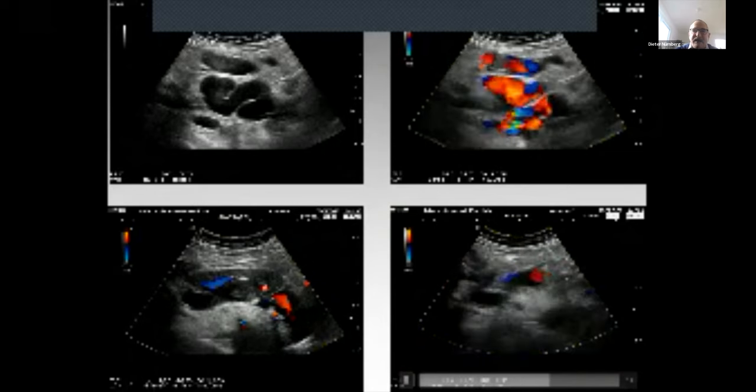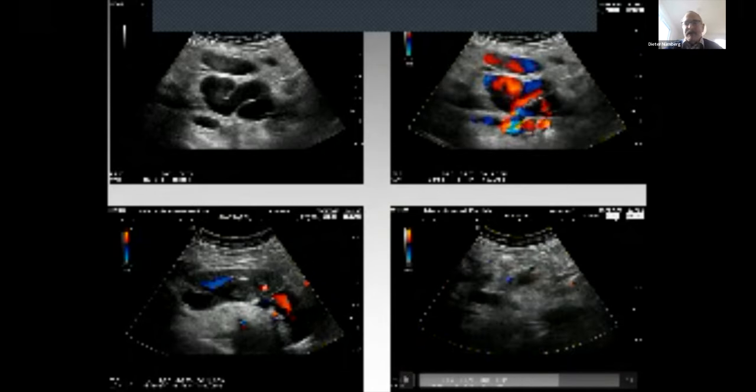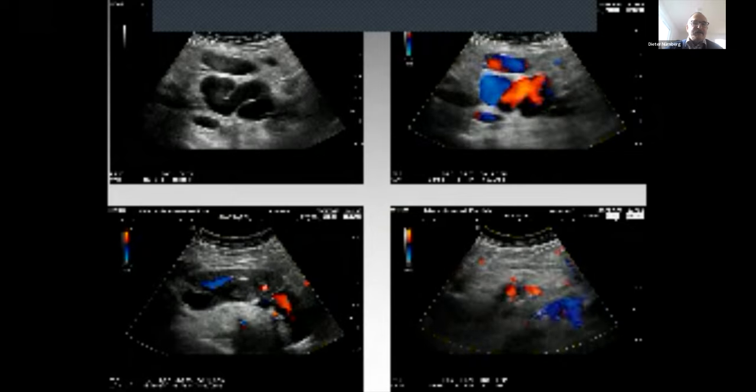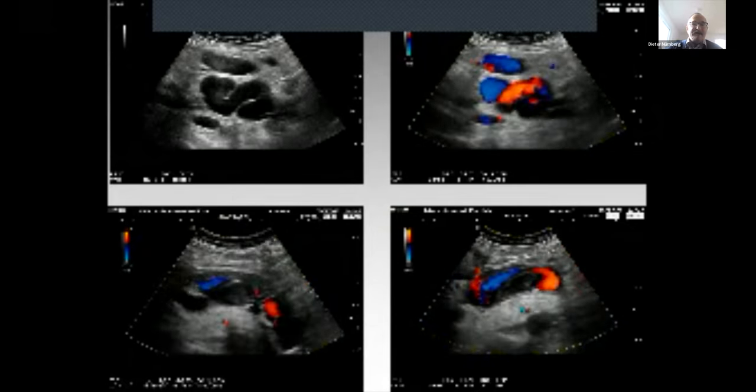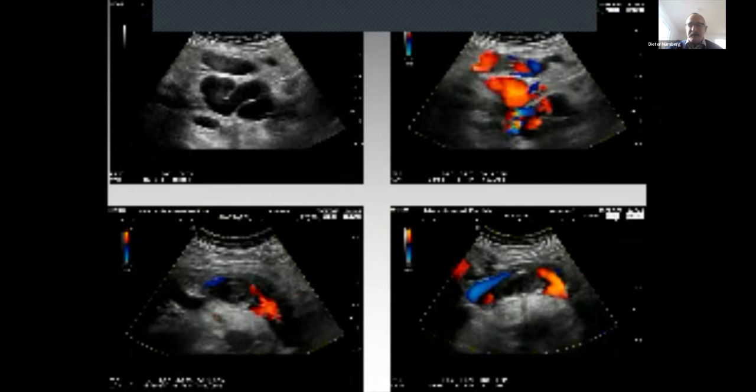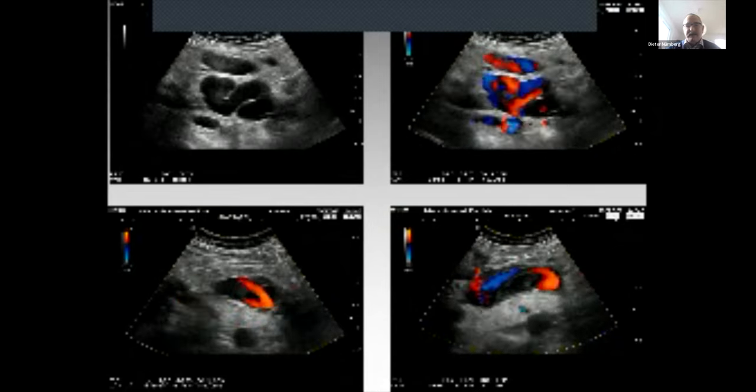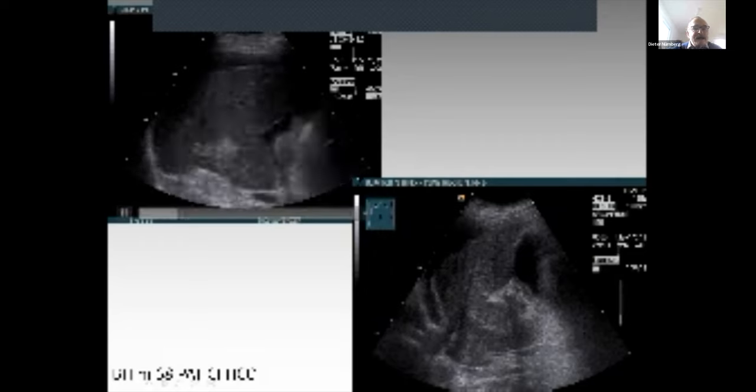Calcification and echo-rich thrombosis are signs that the thrombosis is more than 6 months old. We say it's an old thrombosis. To the next, please. That is the next, an old thrombosis.